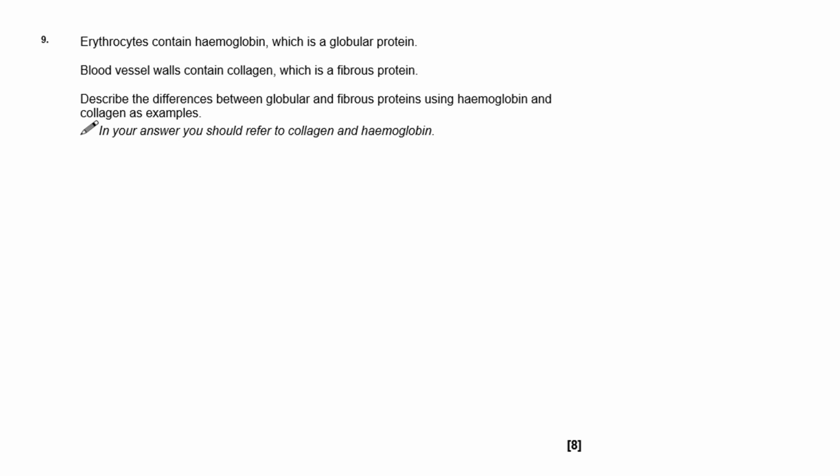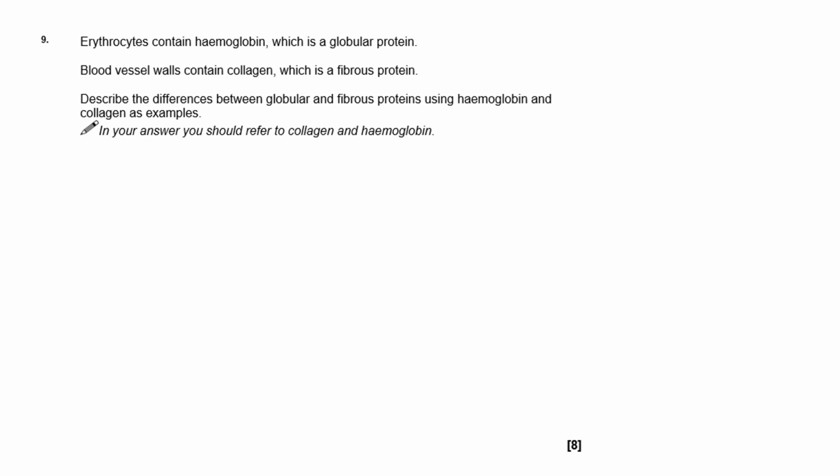An even higher scoring question is about red blood cells, erythrocytes. Erythrocytes contain hemoglobin, which is a globular protein. Blood vessels contain collagen, which is a fibrous protein. Describe the differences between a globular and a fibrous protein using hemoglobin and collagen as your example. So you may know about another named molecule other than hemoglobin that is a globular protein, such as an enzyme. You're not required to discuss them. You've got to focus your answer only on these 2 molecules.